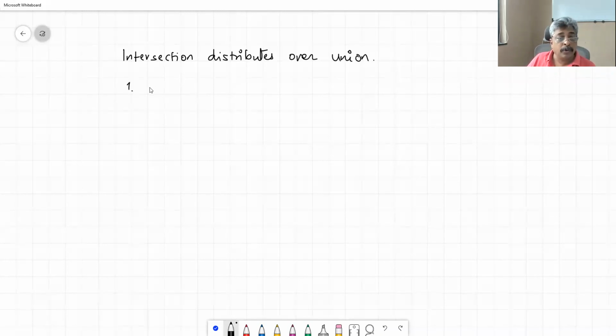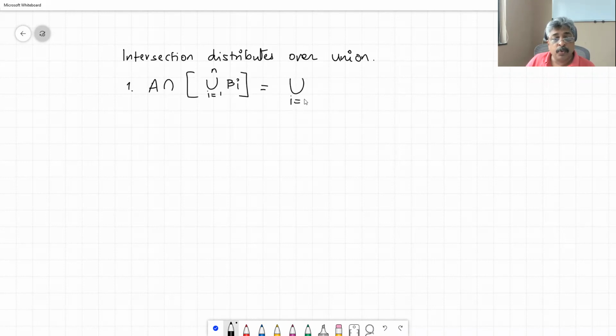So, a set A intersection union i goes from 1 to n B_i is equal to union i goes from 1 to n A intersection B_i. Okay. Prove LHS is equal to RHS.